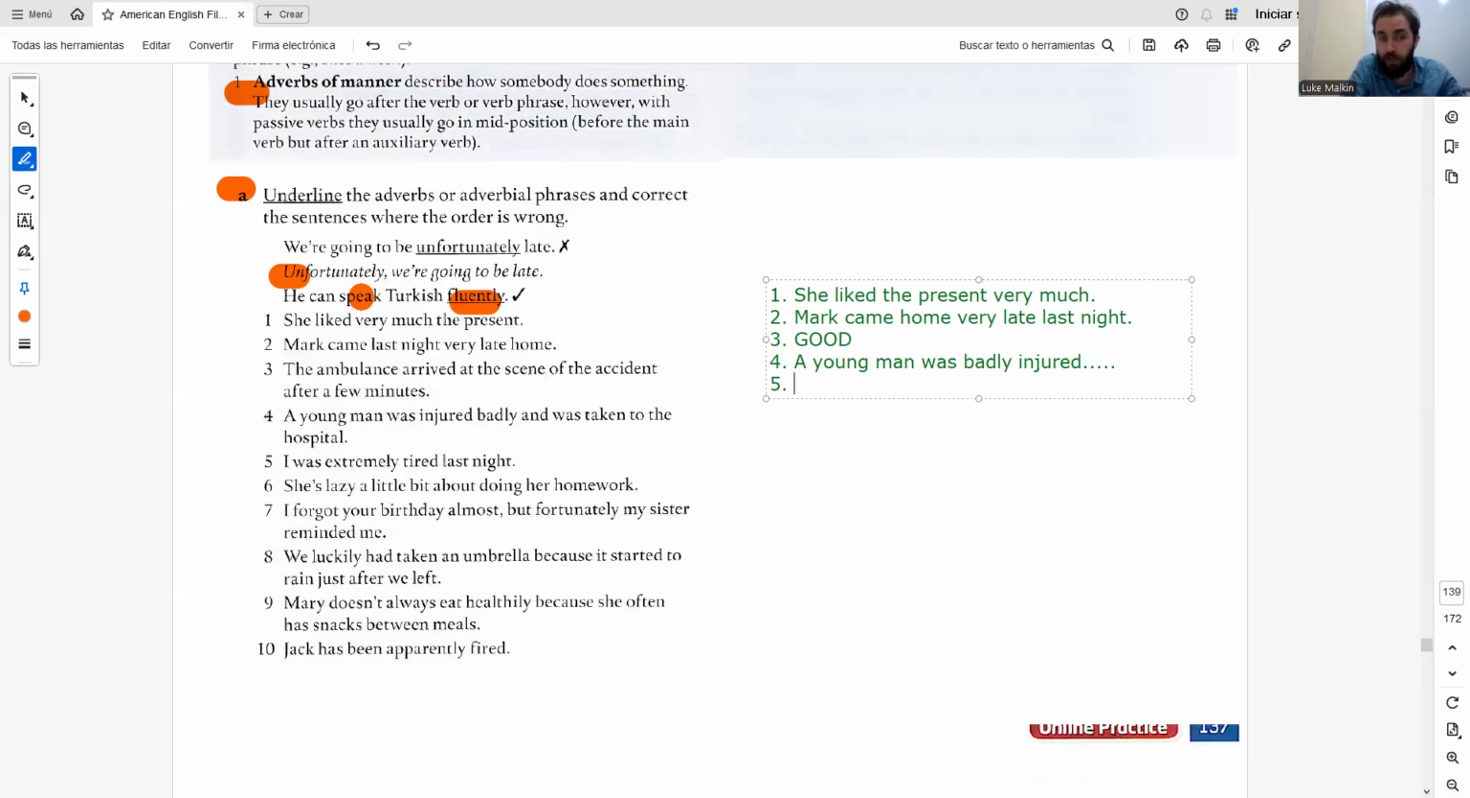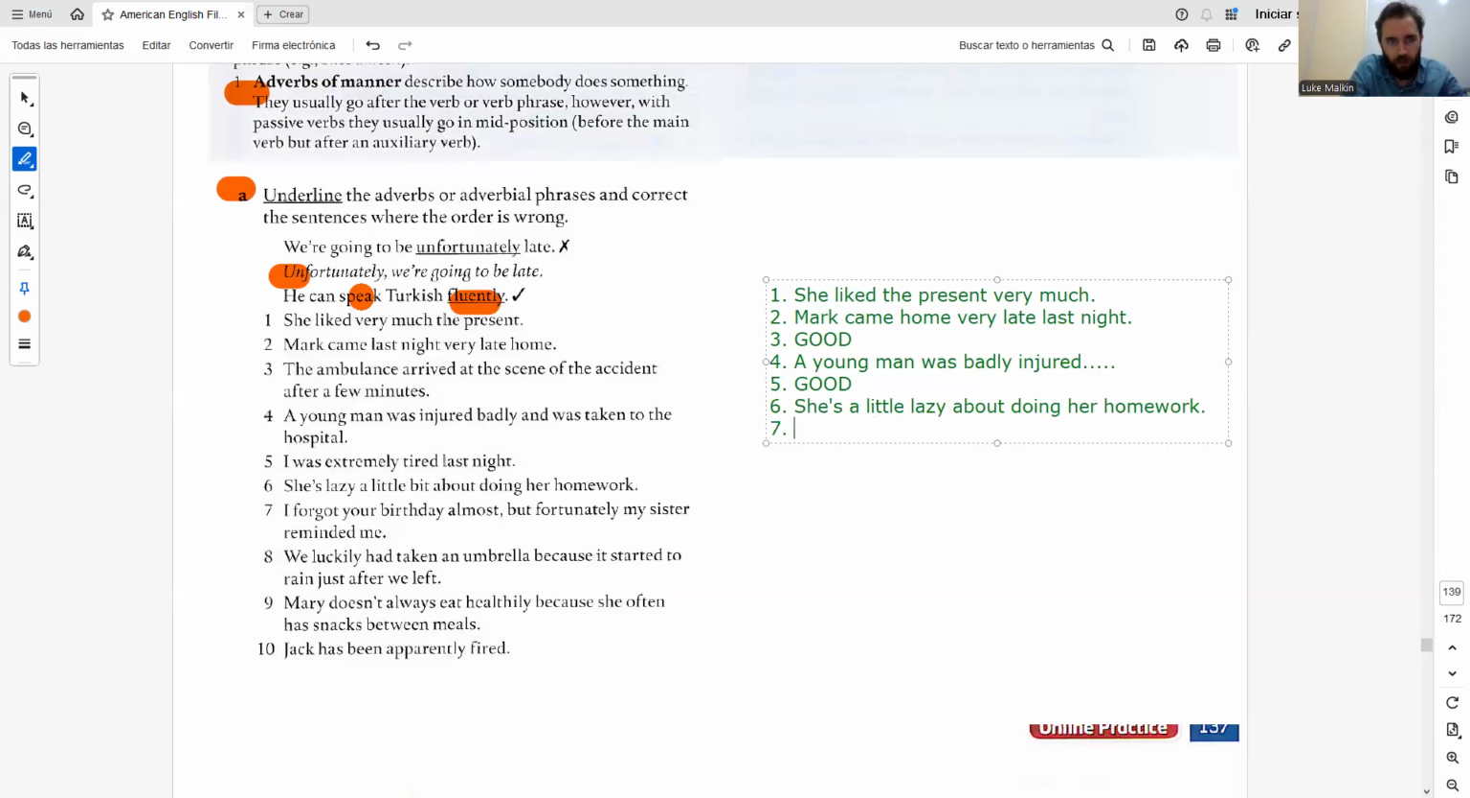Number 5, I was extremely tired last night. My adverb is extremely, and it's giving information about an adjective, tired. And it normally goes before that, right? And that's what it's doing here. So this is good. Number 6, she's lazy a little bit about doing her homework. I would take the "bit" out here and say she's a little lazy about doing her homework. I don't think it works very nicely. So we're giving information about the quantity of the adjective.